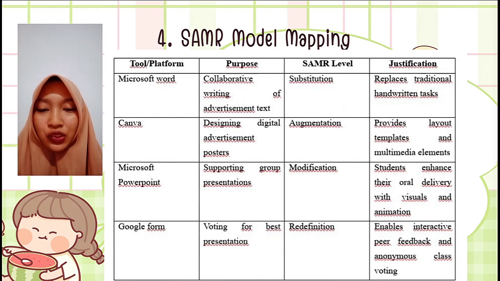First is substitution. We all know that substitution is where technology is used as a direct replacement for traditional tools with no functional change. So here I use Microsoft Word for writing advertisement text. This replaces handwritten writing, but the task itself remains the same. And then for the augmentation, it is where the technology still replaces traditional tools but with functional improvements.